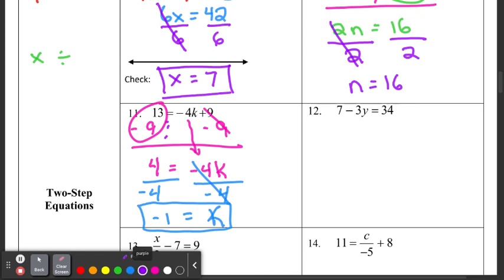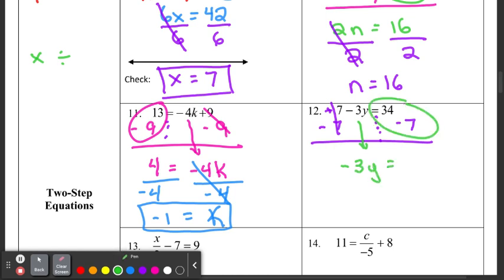For number 12, the minus sign is with that 3. So it's really a positive 7. So it's 7 minus 3 times y equals 34. So to move the 7, we subtract it. And now we're going to bring down this minus 3y or negative 3y. Remember, it's the same thing. 34 minus 7 is 27. To get y by itself, divide, because it's negative 3 times y. So divide both sides by negative 3. So y equals negative 9.